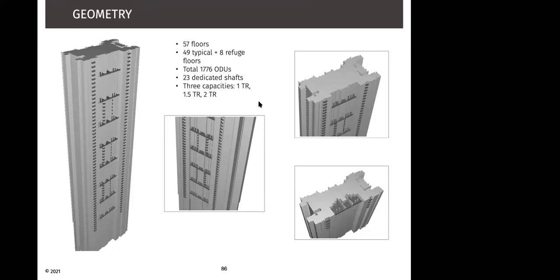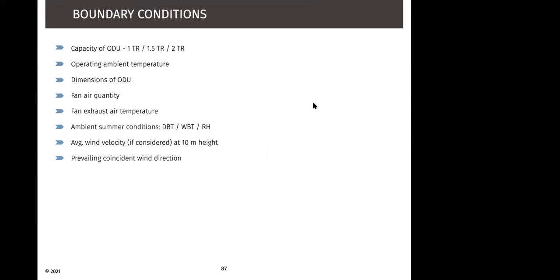So in this case, we have about 57 floors of a high-rise building with 49 typical floors and 8 refuge floors. A total of 1776 ODUs are placed in 23 dedicated shafts. So again, in terms of boundary conditions, we have the capacity of ODUs, the operating ambient temperature, dimension of the ODU, the fan air quantity, the fan exhaust air temperature, the ambient conditions to be considered, and the average wind velocity and the coincident wind direction if they need to be considered.